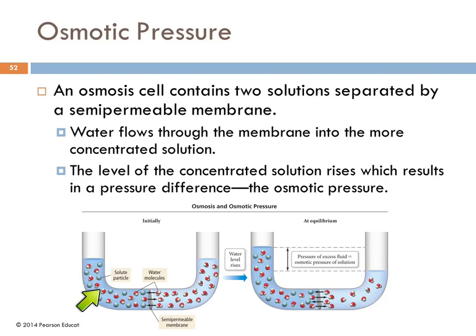It's not going to go on forever, though, because as the level of water in this side rises, we get a pressure difference. When we talked about gases, we said a manometer can be used to measure the difference in pressure between two gases. You separate them by a tube containing a liquid, and the height of this liquid represents a pressure. So it will continue to go until it gets to a certain amount of pressure. And that's called the osmotic pressure of the solution. And the amount of that is going to depend on the concentration of this solution.